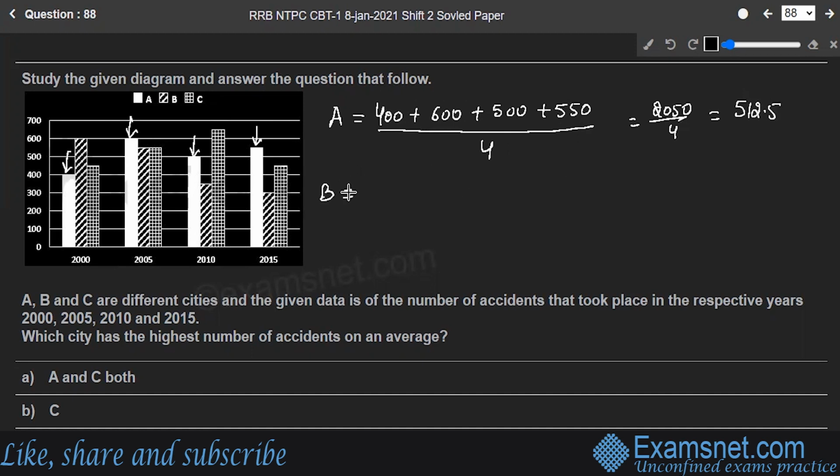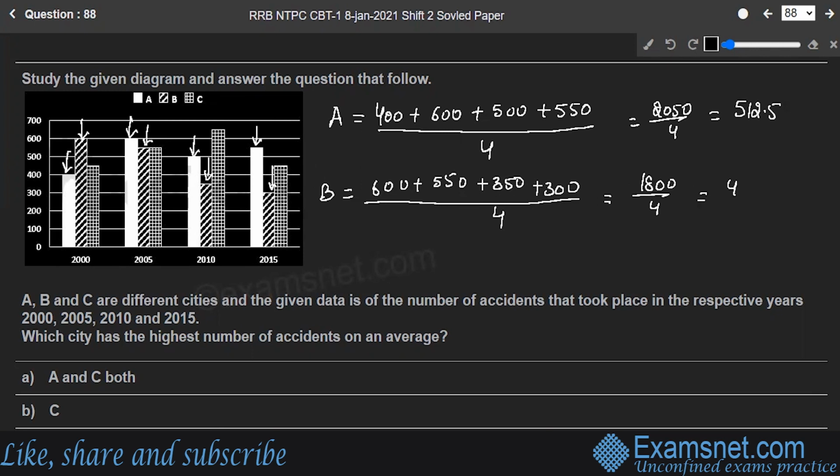Let's solve it for B now. For B, 600, let's write down, plus 550, 350, this is 550, this is 350, and this is 300. Whole divided by 4, which gives you 1800 divided by 4, 450, right? Let's go for C now.